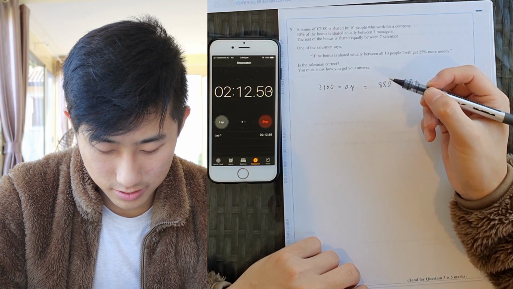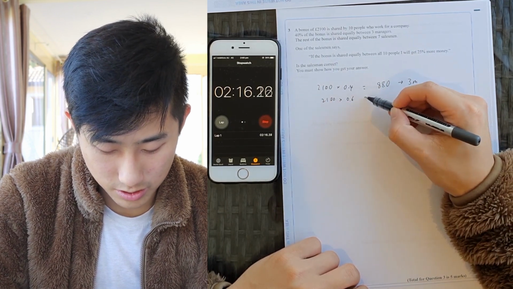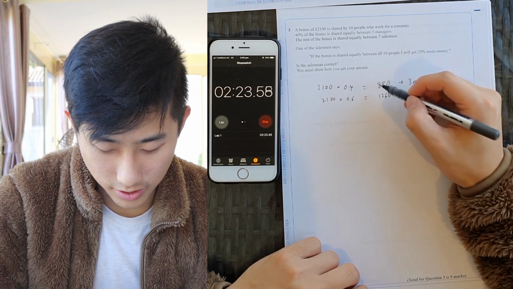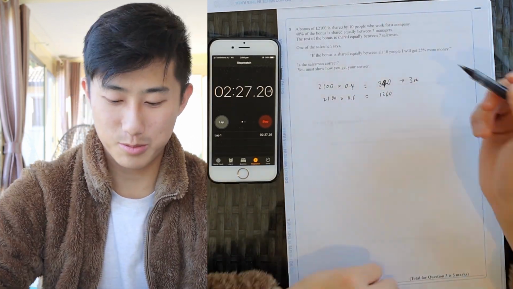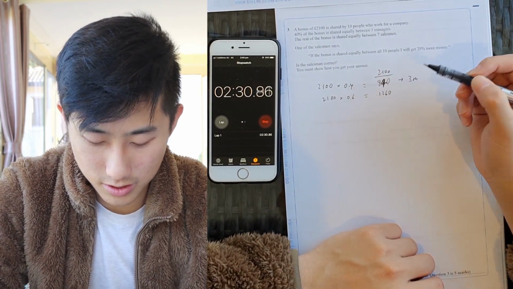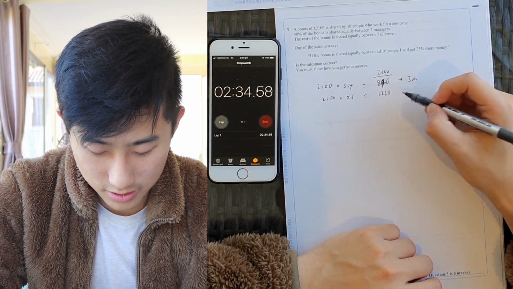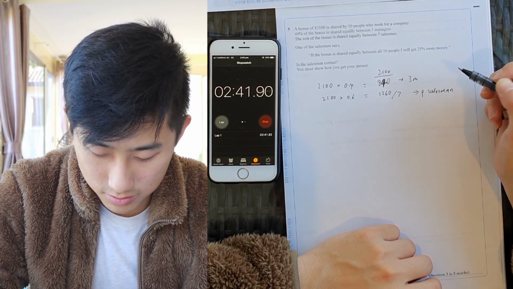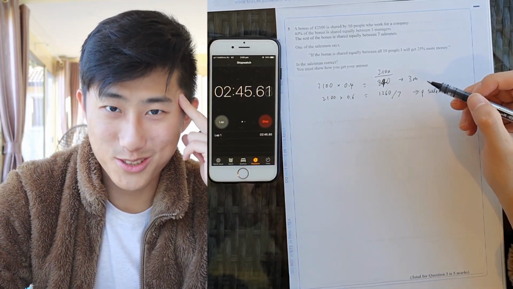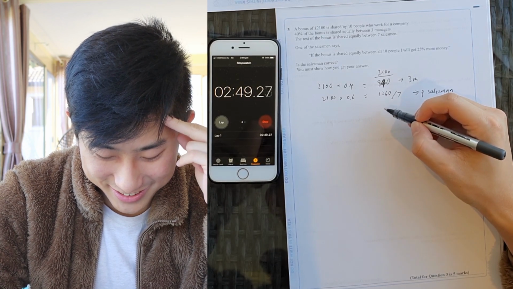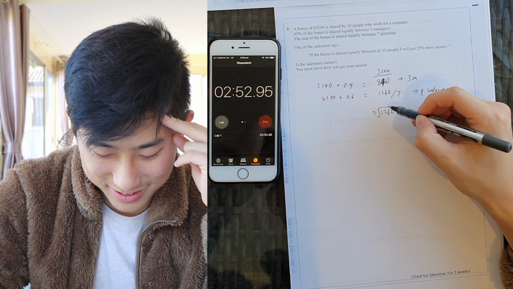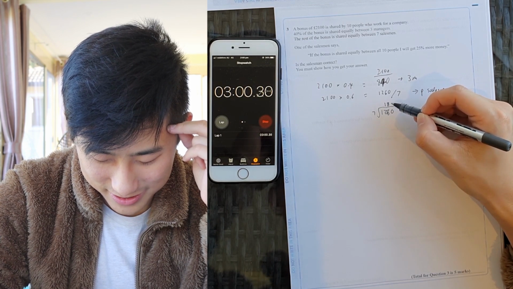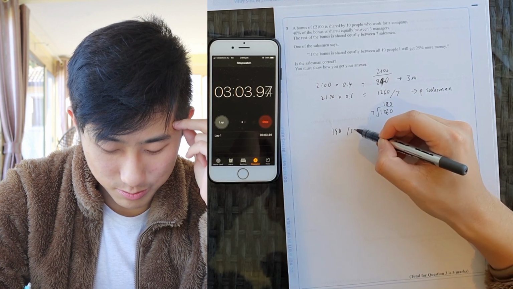So the rest is 2100 times 0.6, which equals 1260. Okay, wait, yeah, 840 for the managers. Yeah, I can't even do basic maths, but yeah, that should add up to 2100. 1260 divided by 7 per salesman. Wow, it's been so long since I've done division without a calculator. Okay, so that's 180 per salesman.